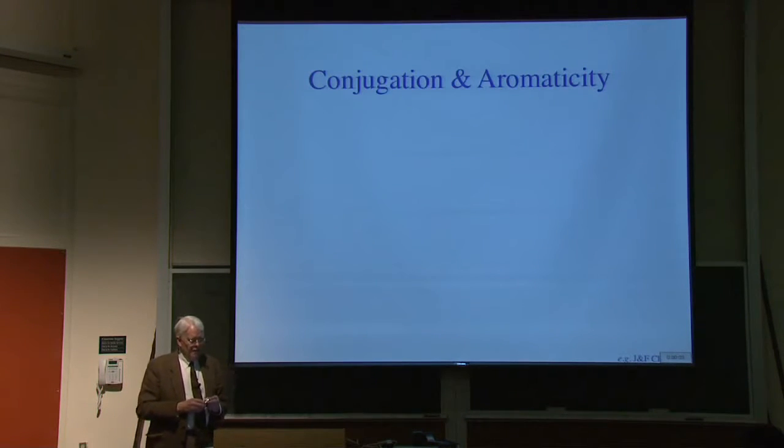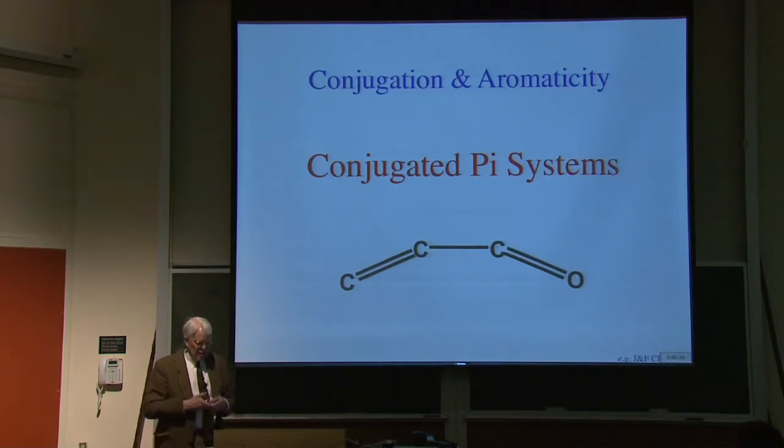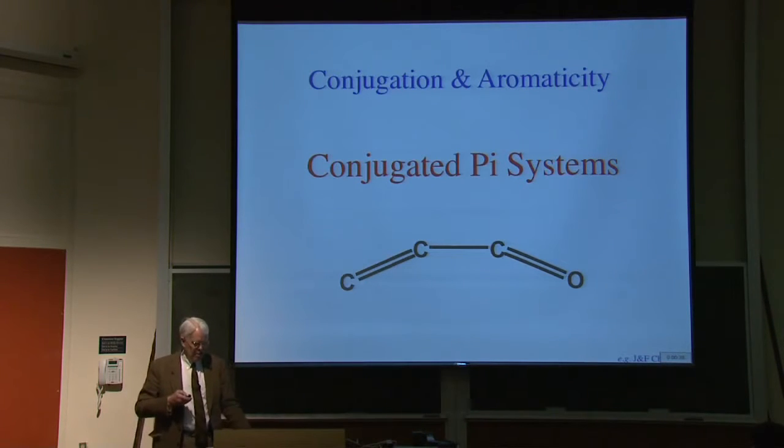And now we're going on for the next, these 2 lectures, and a little bit probably still beyond the exam, to talk about conjugation and aromaticity. So conjugated pi systems is what you're talking about. The name conjugated comes from an interesting root. Conjugated systems are when you have pi bonds separated by a single bond.